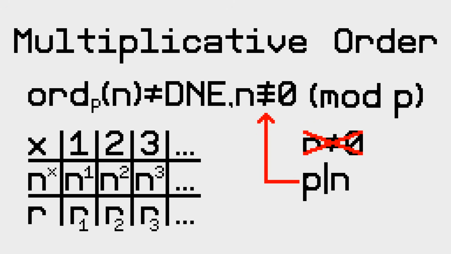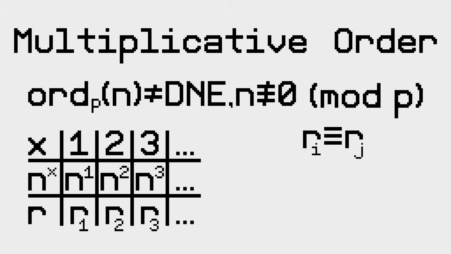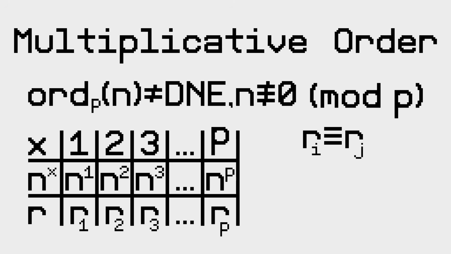The second is that the residues must repeat at some point. There are only p-1 non-zero residues, and if we pick a range of p powers, like n to the x, where x is between 1 and p, there must be at least one repeating pair of residues. We can pick a repeating pair and label the smaller one n to the a, and the larger one n to the a plus b. So n to the power of a plus b is congruent to n to the power of a mod p. Since division is allowed because n to the power of a is not congruent to 0, and the modulus is prime, we can divide by n to the power of a to see that n to the power of b is congruent to 1.